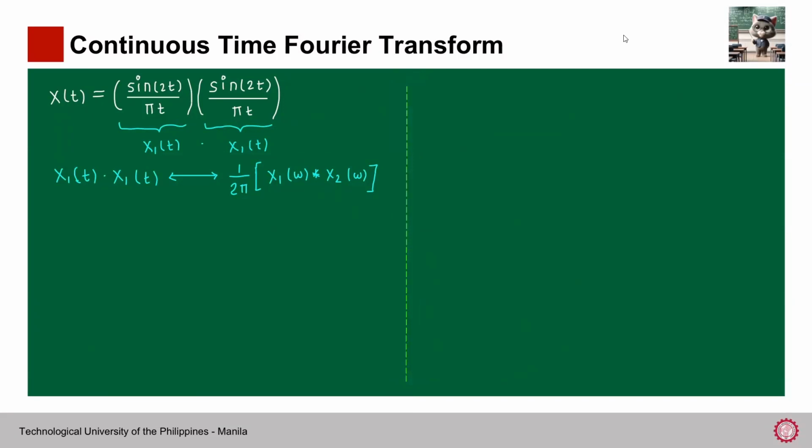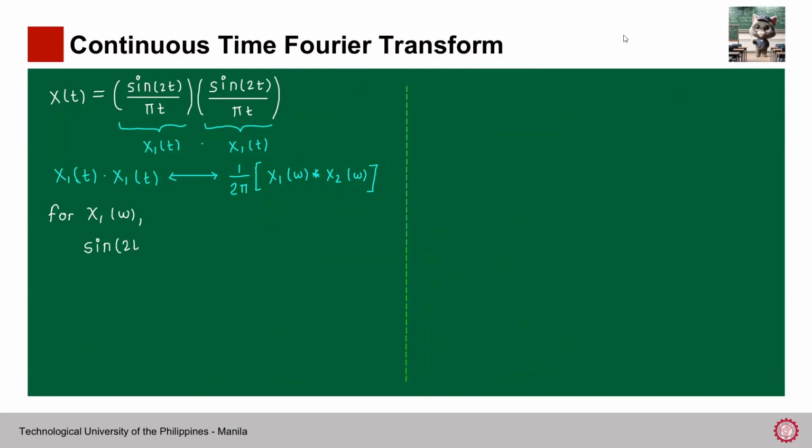Right. Okay. So, in other words, guys, we just need to find x1 of omega. So, what is x1 of omega? So, x1 of omega muna tayo. For x1 of omega, ayan na, may solve natin, guys. So, again, what is x1 of t? So, x1 of t is sine of 2t.